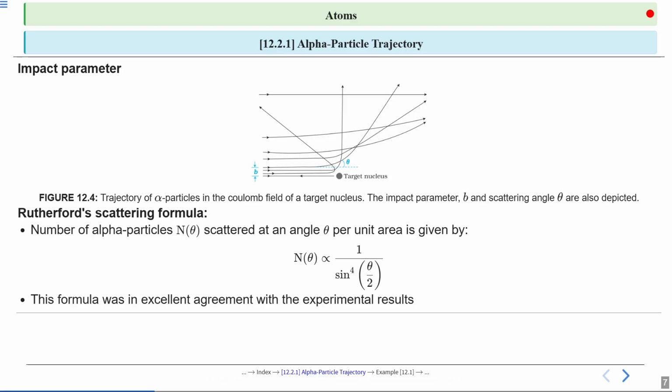This result matched the experimental data extremely well, confirming Rutherford's model of the atom. The sharp decrease in scattered particles at larger angles showed that most of the atom is empty space, with a small dense nucleus at the center.